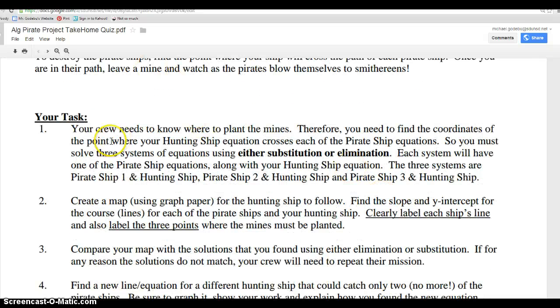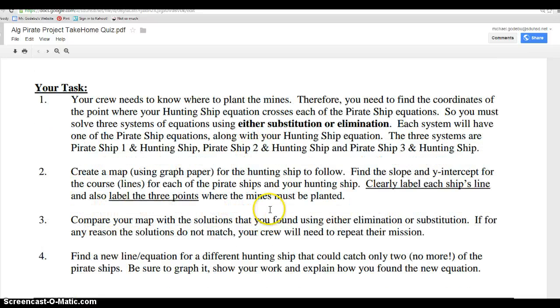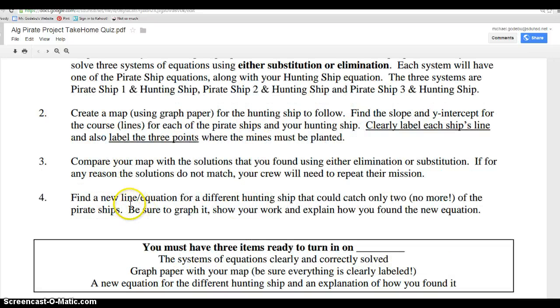So essentially what I did is I did task 1 for you. I did most of task 2 for you, except I didn't graph it. Task 3 is part of comparing the answers for task 1 and 2. And then task 4 is going to be up to you to do. You're going to have to find the new line or equation for a different hunting ship that will only catch 2 of the pirate ships.